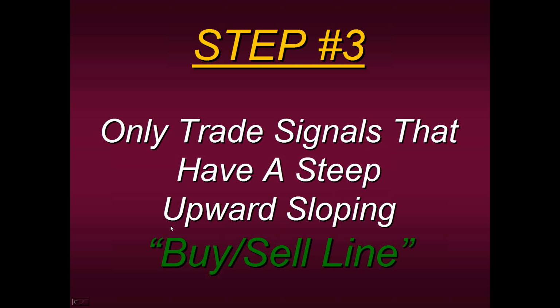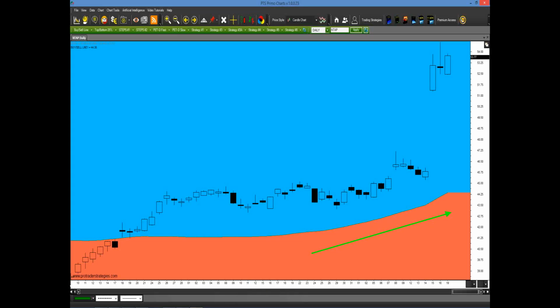The next step is we're only going to trade signals, regardless of what strategy, it could be a method of yours, could be a method of mine, could be someone else's, but only trade signals that have a steep upward sloping buy-sell line. So as we see right here, this is where we had that nice upward slope, okay? Right here, it was kind of going flat to sideways, a little movement up, but at this point, it started to really gear upwards.